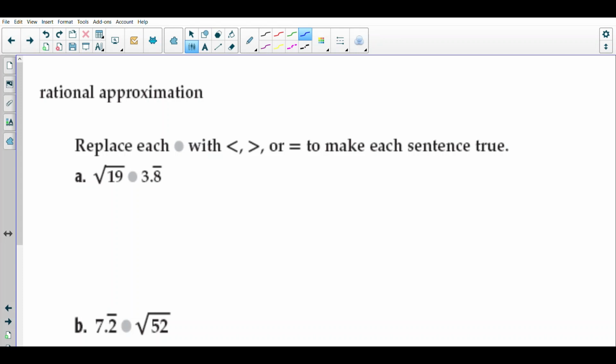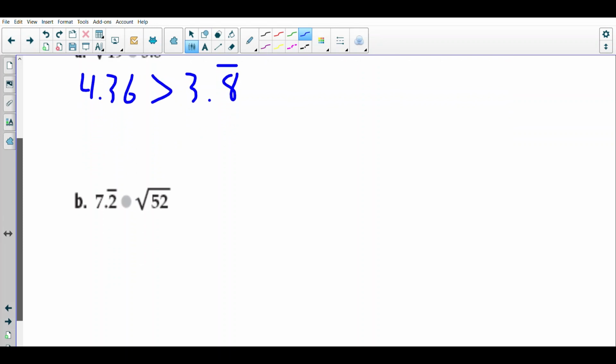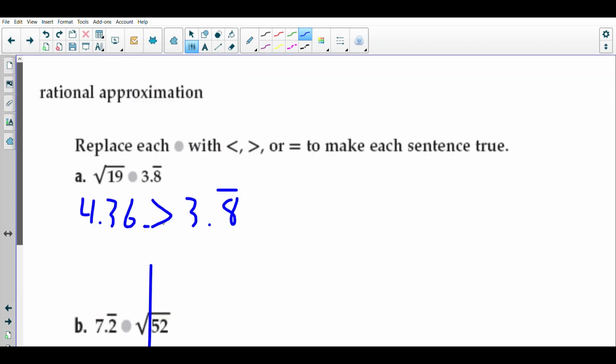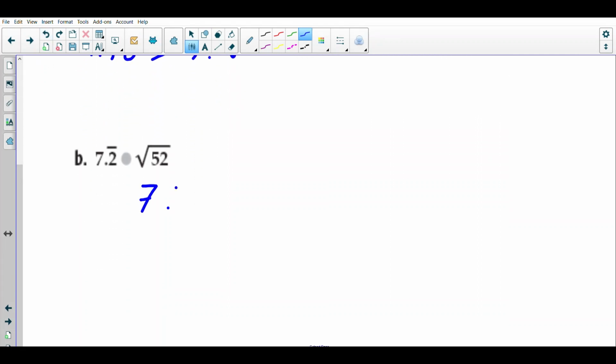Okay, so replace each with less than, greater than, or equal to. I'm just grabbing my calculator because 19 is not a perfect square. So the square root of 19 is approximately 4.36. Well, that's obviously greater than 3.8 repeating. So it's that easy. 7.2 repeating, and the square root of 52 is also not a perfect square. So I'm going to grab my calculator, and I get 7.21. Well, 7.21 is less than 7.2 repeating. There we go.